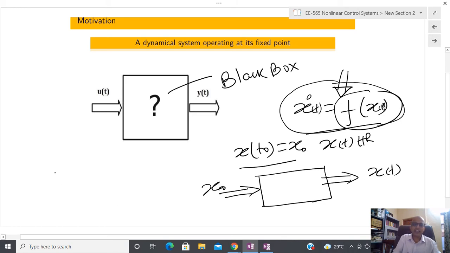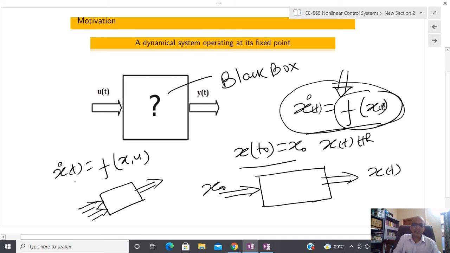Suppose you are writing a system like this, x dot (t) equal to f(x, u). So, what is the name of this class of system? What is the name of this class of system, x dot equal to f(x, u)?